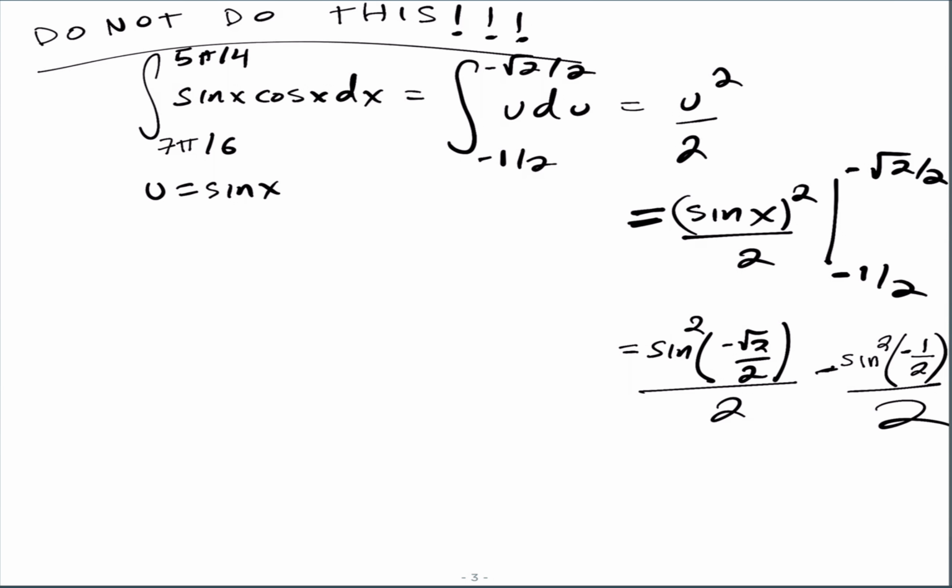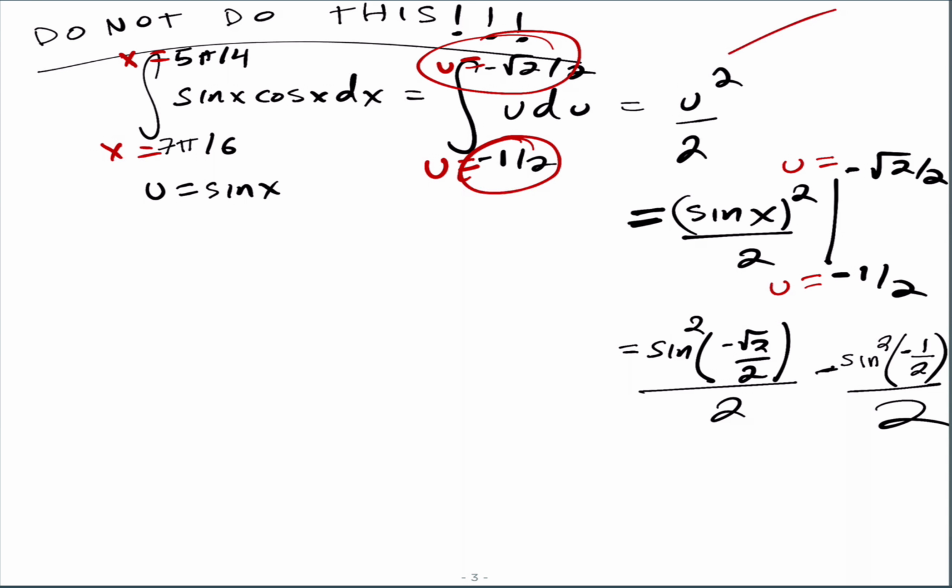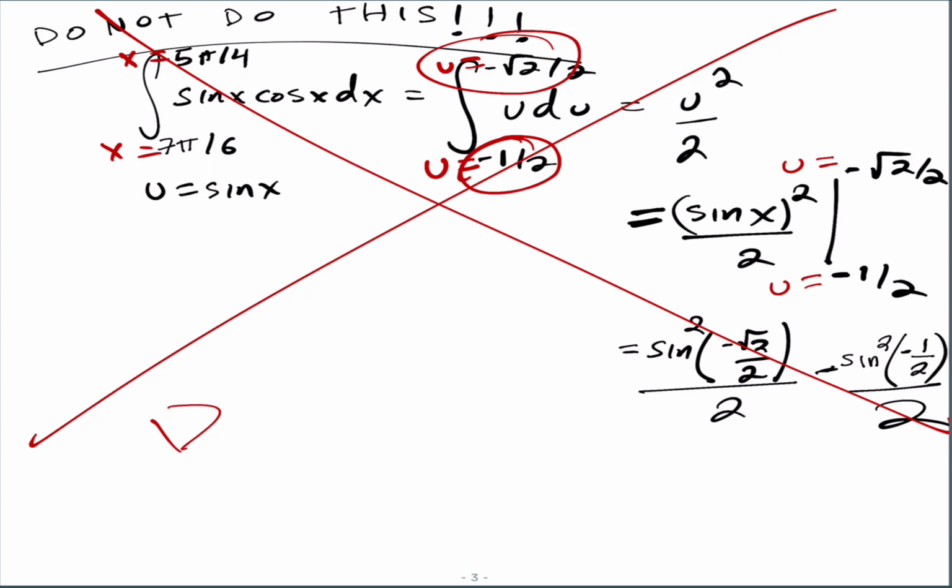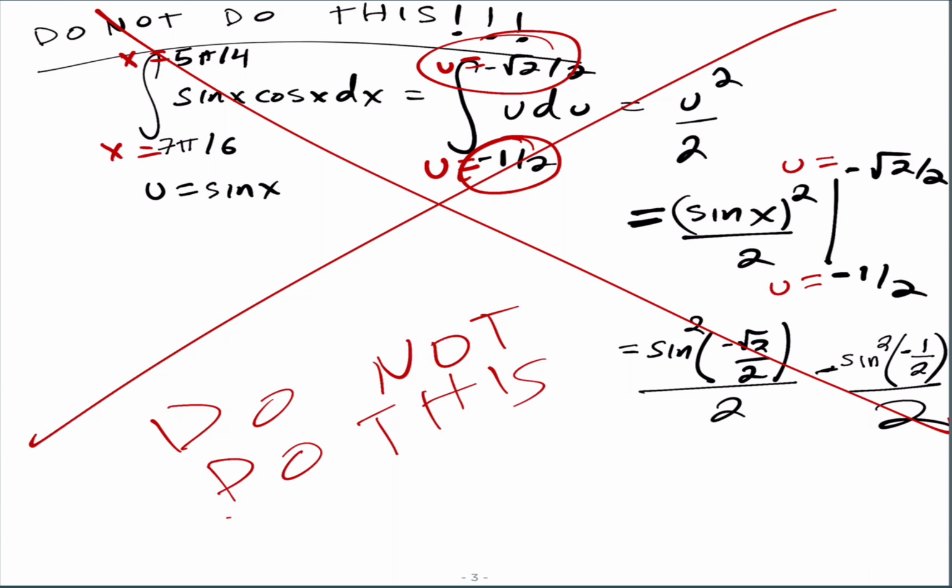Exactly. That's the problem, right? That we need to make sure that we keep straight what's what, right? So here, these are u values. These are x values. So they don't mix, right? Do you guys see the problem? Yeah. Okay, so don't do this. So I'll put a big fat X. Do not do this.